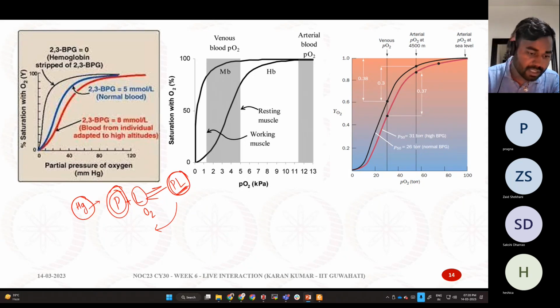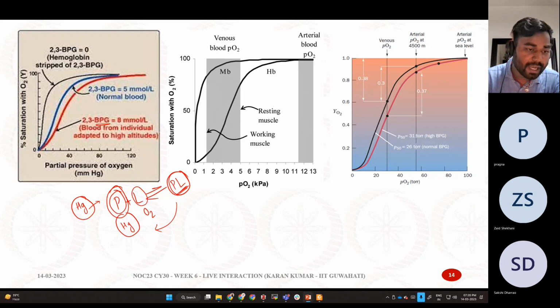So instead of reducing the number of hemoglobins, the red blood cell itself starts producing BPG, which is bisphosphoglycerate. This BPG has a higher binding ability than oxygen to the heme group, and it goes and binds to the hemoglobin so that the oxygen cannot bind to it. Oxygen is then available in our body, and our body can do respiration normally.